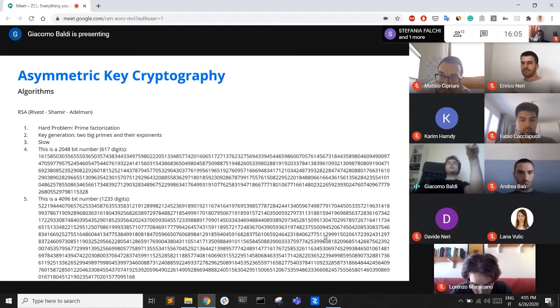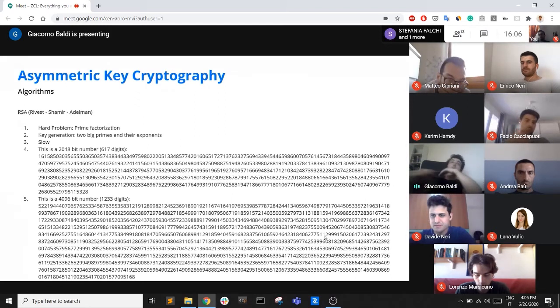Today the minimum number of bits for the numbers that you have to do the calculations with is 2048, which amounts to 600 digits. If you want to be very safe, you have to ask for 4096 bits, which is more than 1000 digits. Applying prime factorization to these kinds of numbers is difficult because they are very, very long, and the complexity of the problem depends on the number of bits of the key. So the problem is exponential in 2048 bits or in 4096 bits.